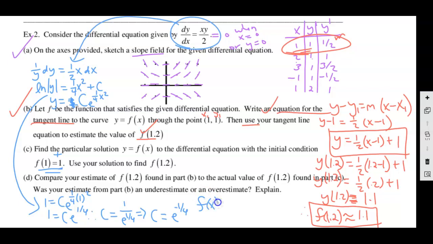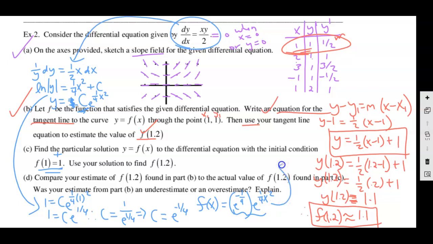So frustrating sometimes. F of x. Let's go back up here. We got the c value. Let's plug it in. So I had e to the negative 1/4, and then we had e to the 1/4 x squared.